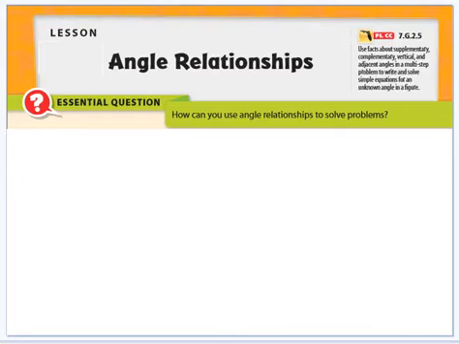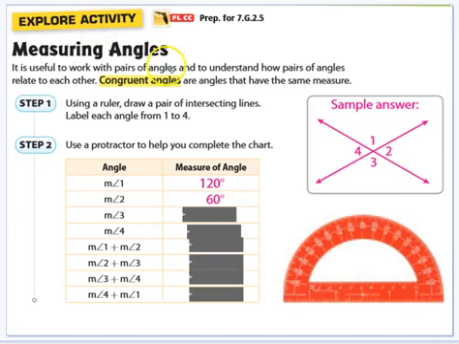So we're getting into 3.4 angle relationships. This is what I'm being told is by far the hardest lesson in this module 3. So let's get it. We're going to start off with measuring angles.